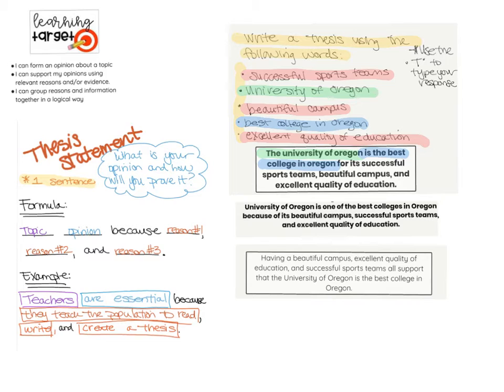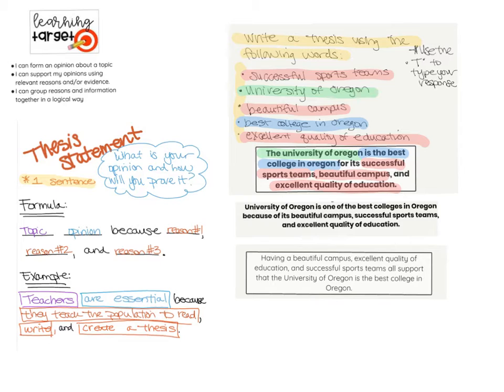You don't have to use because. This is where you can take your own take on it. Because if it's successful sports teams, beautiful campus, and excellent quality of education. It's exactly what I wanted. Take a look at the next one. University of Oregon is one of the best colleges in Oregon because of its beautiful campus, successful sports team, and excellent quality of education. So both of those are great examples of exactly what I asked for yesterday.